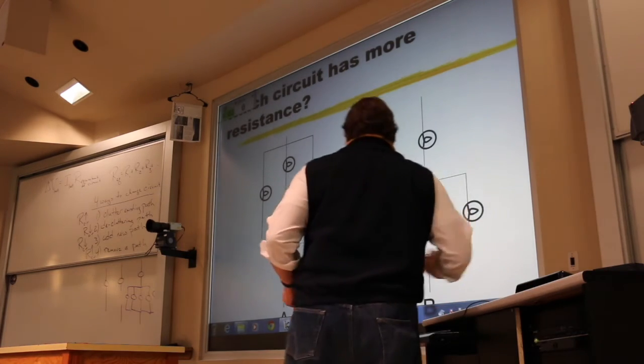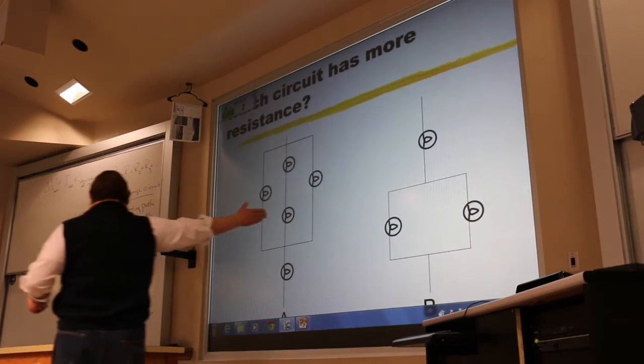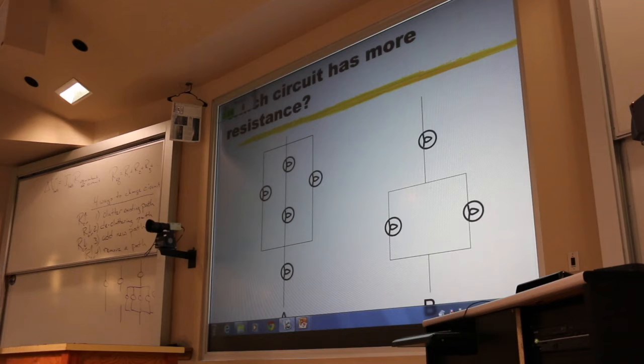One more time with your clicker. Which circuit has more resistance, A or B? This is the last one we'll do like this with the clicker.